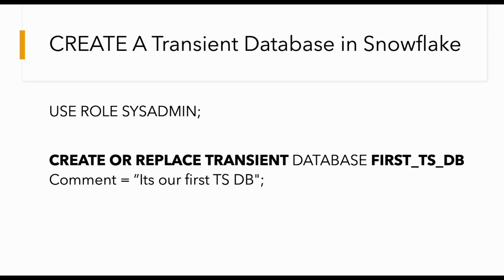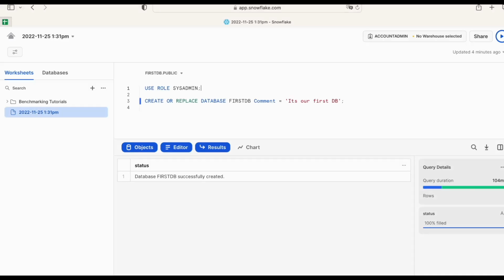After that, we'll also create a transient database. We spoke about the transient database, where it can retain only up to 1 day of data. That's also useful sometimes. The transient keyword is the one you see in bold. So let's go create our first TSDB, transient database. Use role sysadmin. Let me remove this. Let me type: use role sysadmin, create or replace transient database. Let's change the comments that we know. Yeah, that is the TSDB.